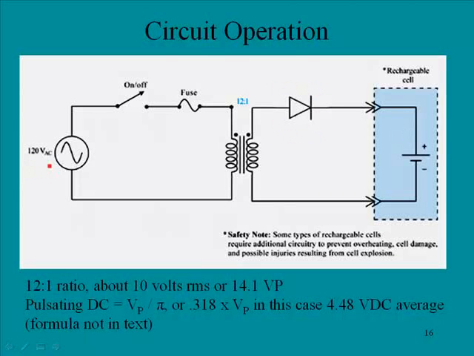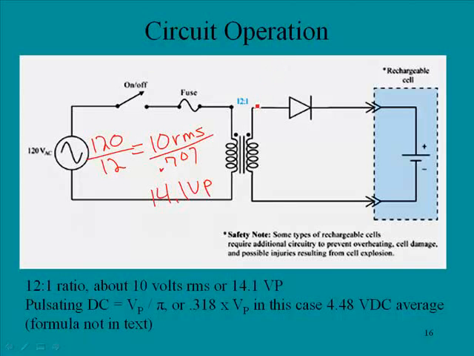First of all, we have 120 volts AC applied. We have a switch and a fuse. This goes into a 12-to-1 transformer from primary to secondary, and so let's take a look at the value that's going to be fed to our rectifier. We have 120 volts in, 12-to-1, so we divide that by 12 and have 10 volts RMS. Now if we were to convert that to peak, remember our formula: 10 volts RMS divided by 0.707 is going to yield 14.1 volts peak.